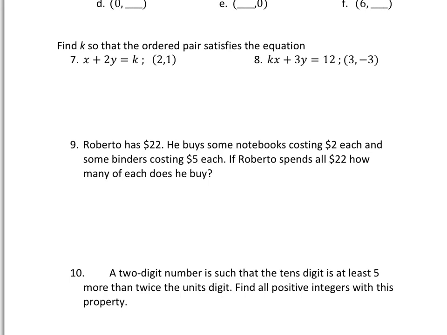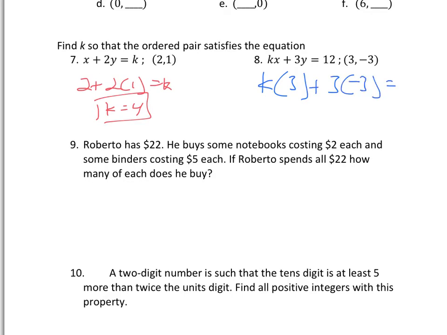Okay, we're going to find k so that the ordered pair works. Okay, so this is an x and a y. Plug them in. Okay, so 2 plus 2 is 4, so k equals 4. All right, 8's a little bit more tough. So we have k times 3 plus 3 times negative 3 equals 12. Okay, so I need to add the 9 over. So I've got 3k equals 21, divided by 3, and k equals 7.